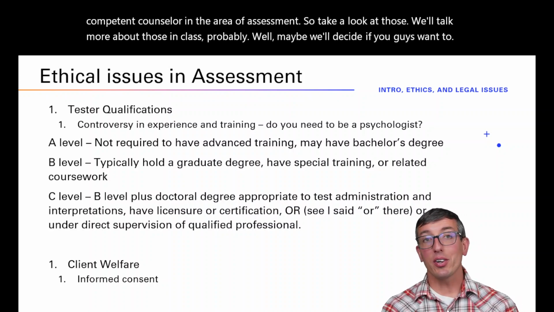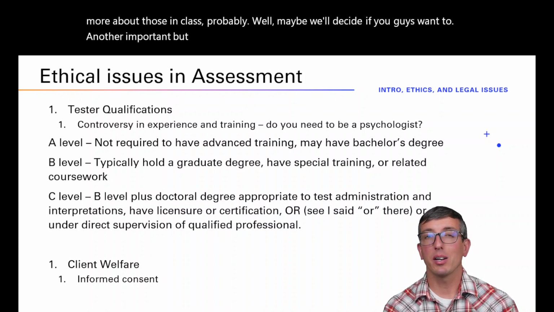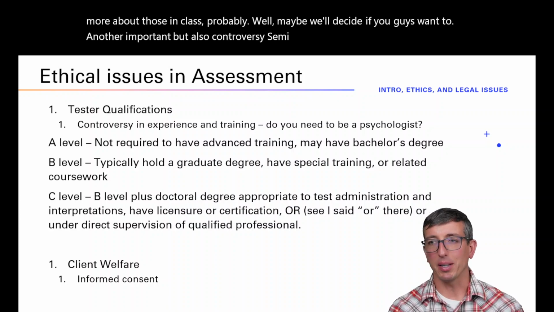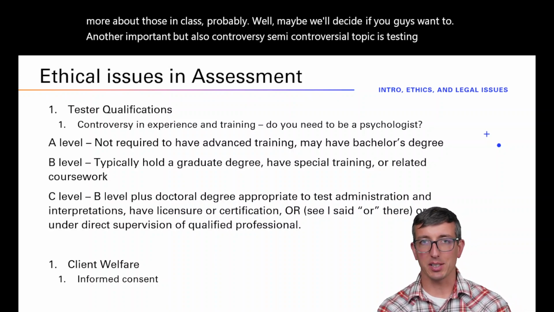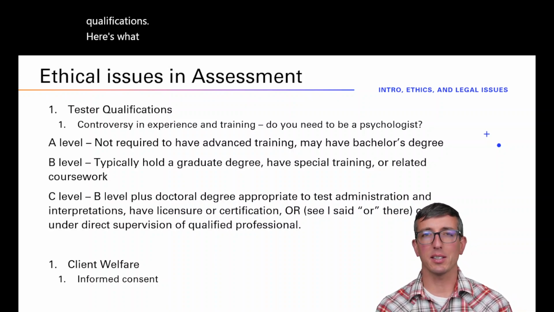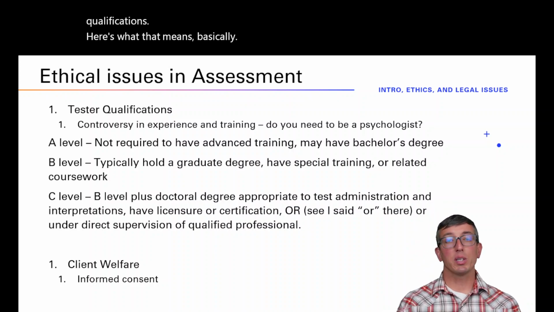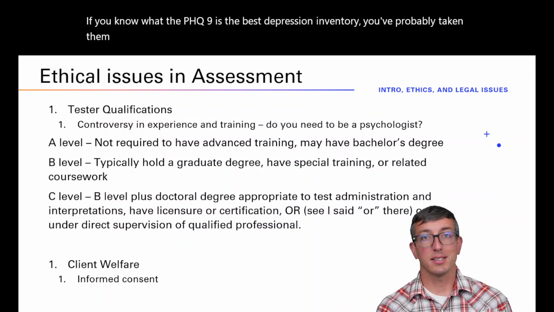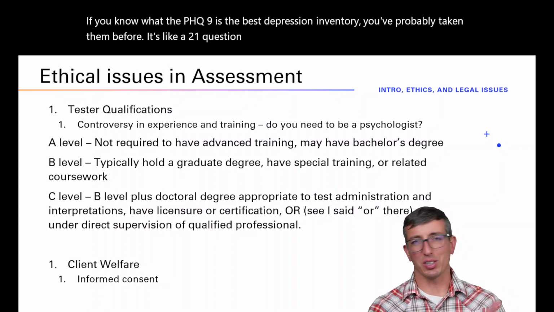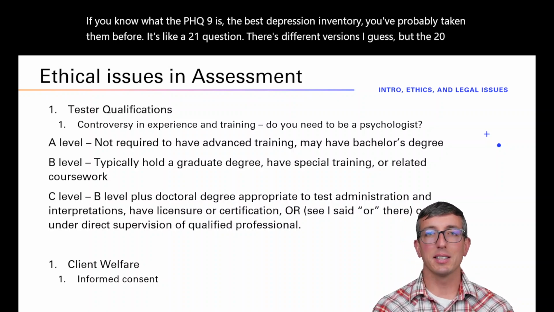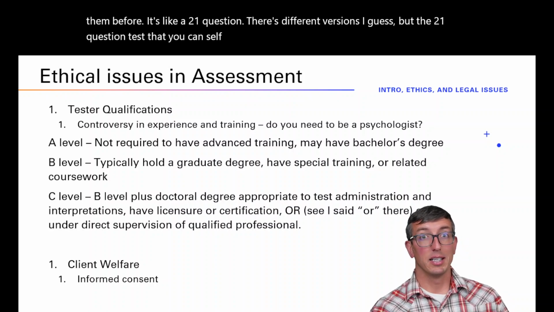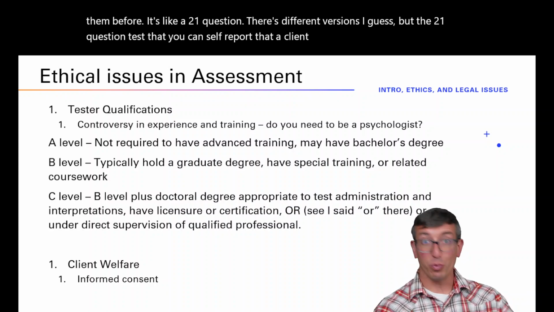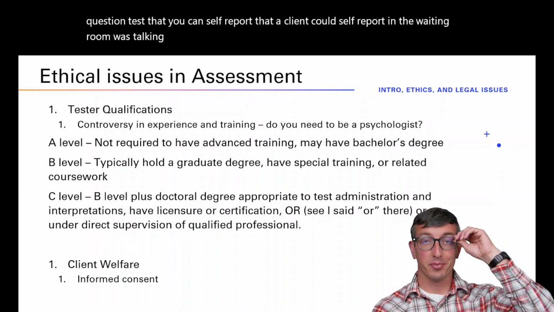Another important but also semi-controversial topic is testing qualifications. Here's what that means, basically. If you know what the PHQ-9 is, the Beck's Depression Inventory, you've probably taken them before. It's like a 21 question test, there are different versions, I guess, that a client could self-report in the waiting room. I was talking about that earlier.